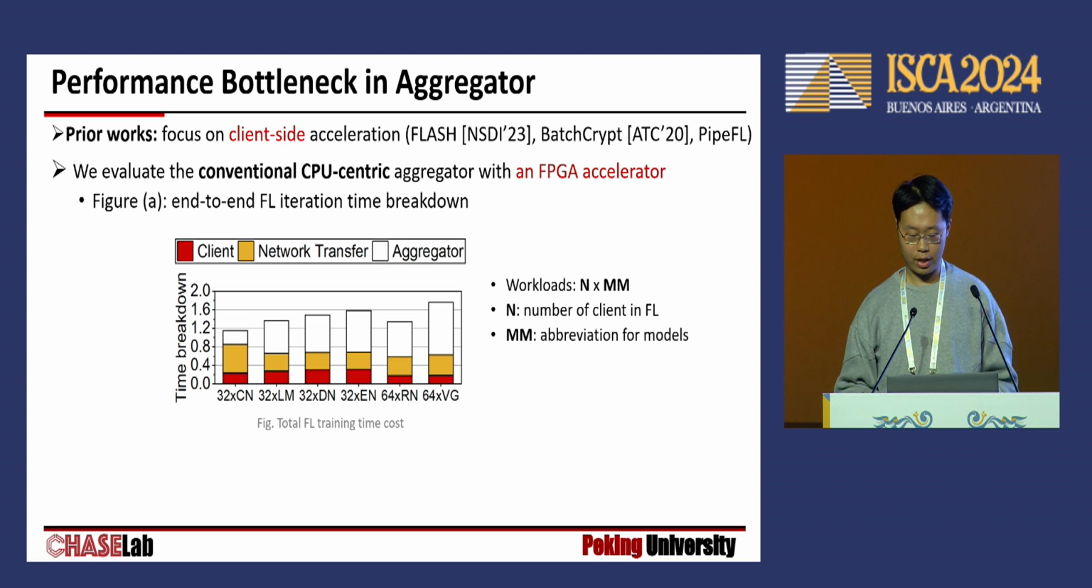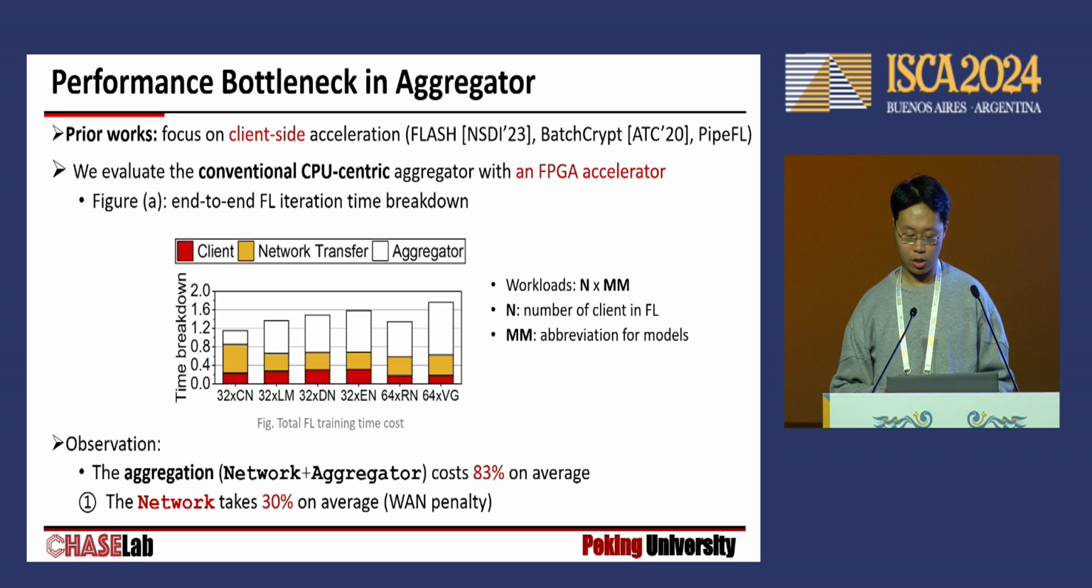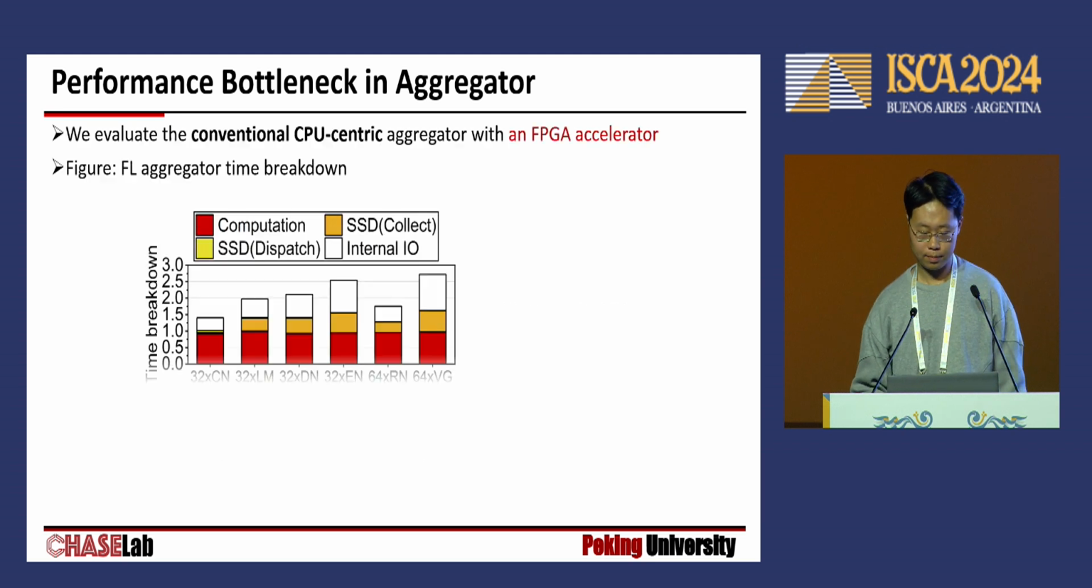The figure shows the end-to-end training breakdown for the baseline aggregator. We observe that the aggregation overhead costs 83% on average during the FL training, and the network transfer alone takes 30% on average. This is because the clients communicate with the aggregator through a wide area network like the internet, which is much slower than the LAN transmission within a data center.